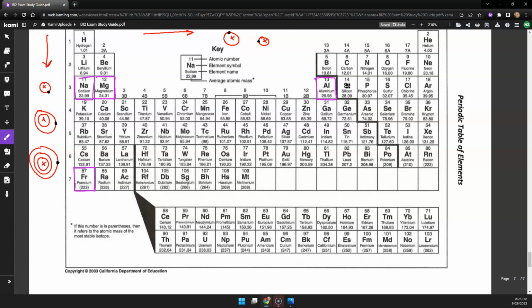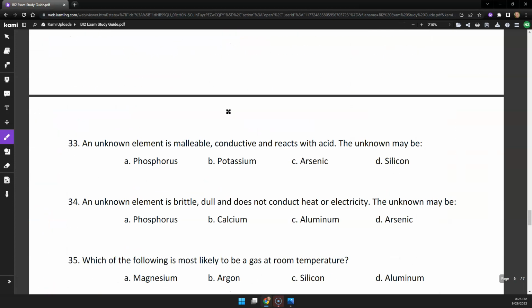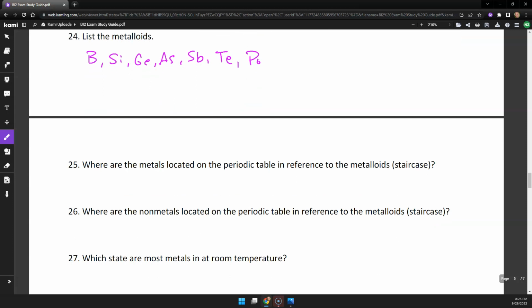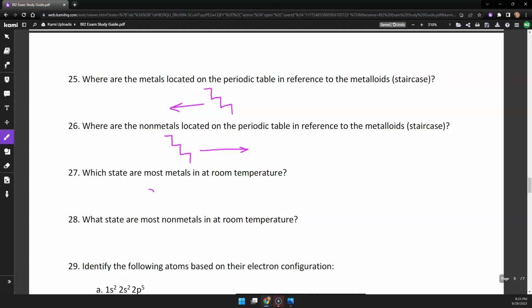Okay, so on our staircase right here. Where are the metals located on the periodic table in reference to the metalloids? Okay, so we got our staircase right here. They are over here. That's where the metals are. The nonmetals are located to the right of the staircase. At room temperature, most metals are solids. Most nonmetals are gases.